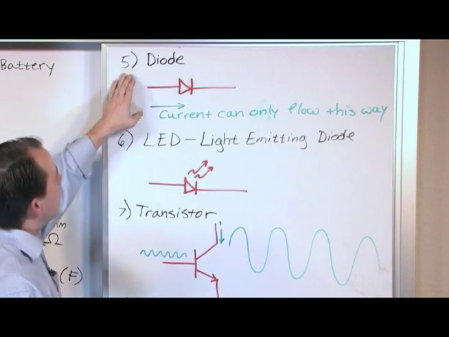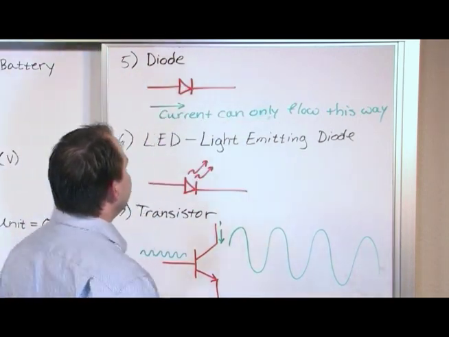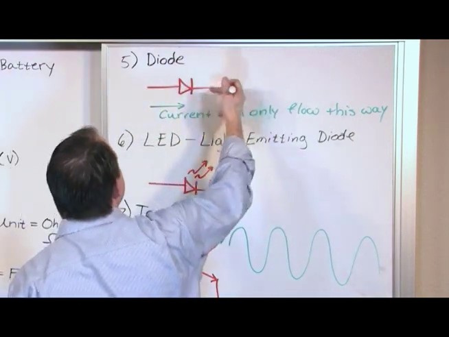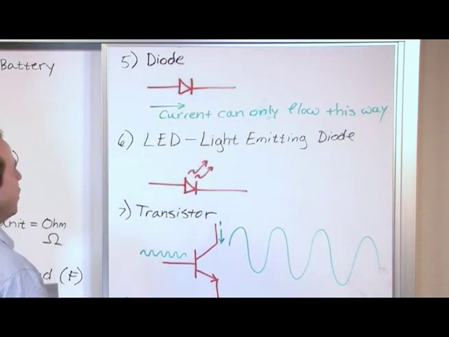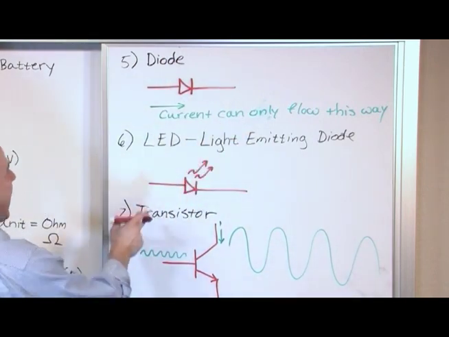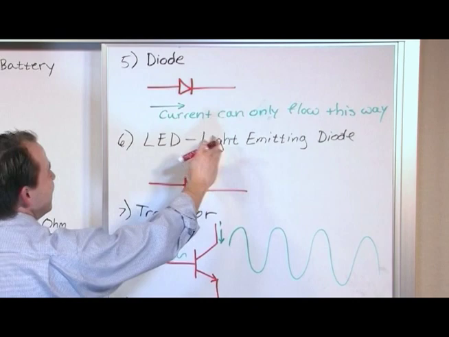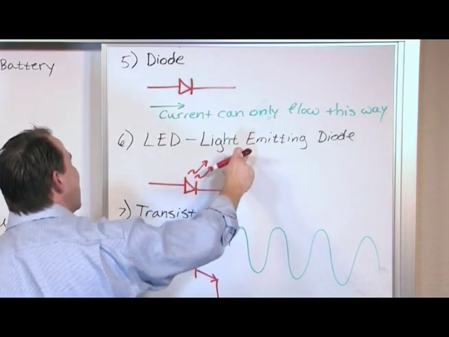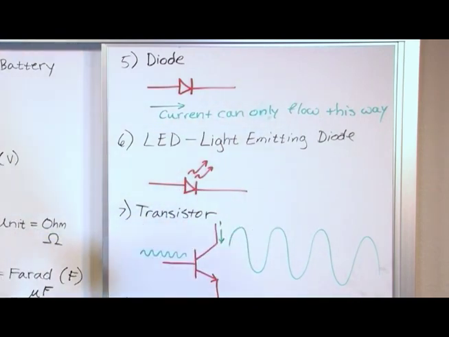We have a diode. It allows current to flow in only one direction. If you flip the current direction around, try to hook it up backwards, nothing's going to happen. No current's going to flow. Then we have the light emitting diode, which is exactly the same thing, but also emits light of whatever color you've designed whenever electric current flows through there.